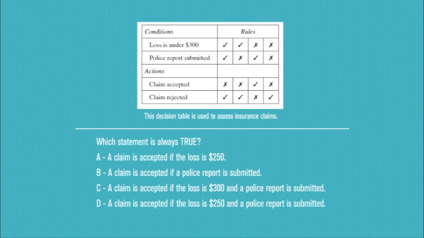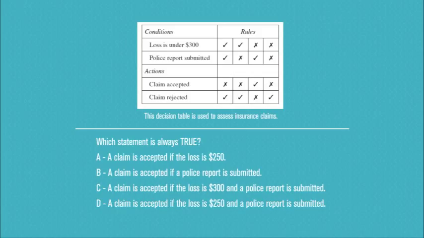So this is a question from 2003 HSC, and there's a decision table given and a multiple choice question against that. So let's have a look at it. So a little bit of a scenario here. The decision table is used to assess insurance claims. So either somebody's pranged their car or somebody's broken into their house. And it's got some conditions listed and some actions at the bottom.